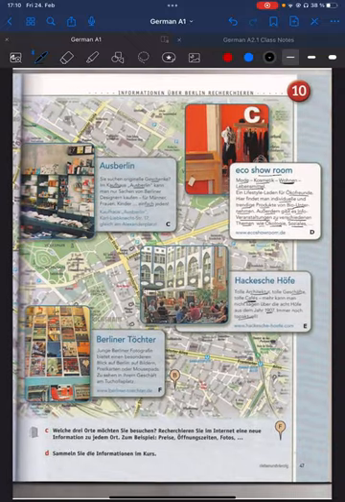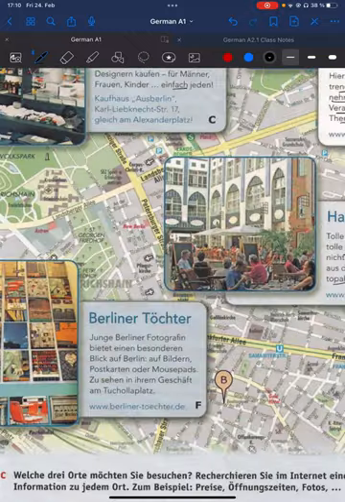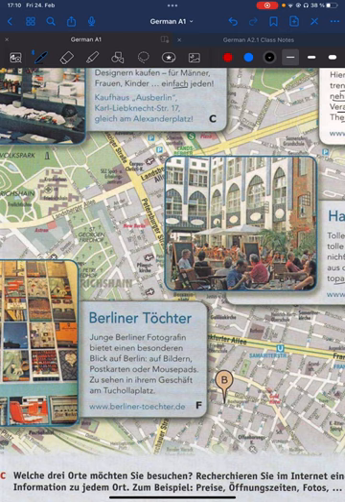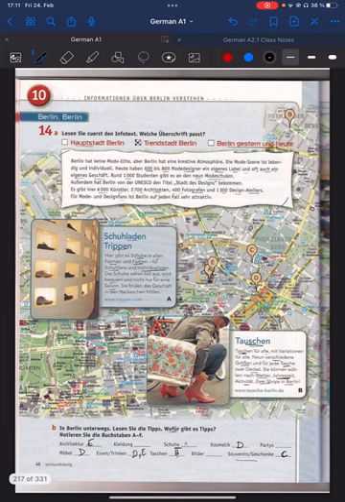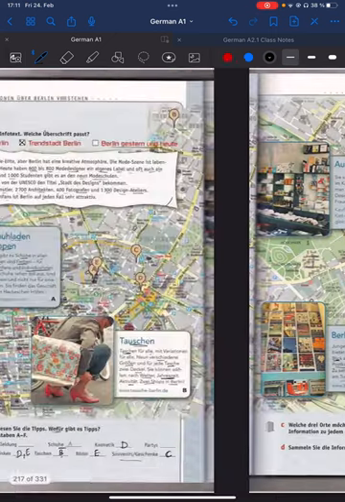Okay, Berliner Fotografin. Junge Berliner Fotografin bietet einen besonderen Blick. Blick is look, of Berlin, auf Bildern, Postkarten oder Mauspads. So these are the pictures. So here, E or F? F.